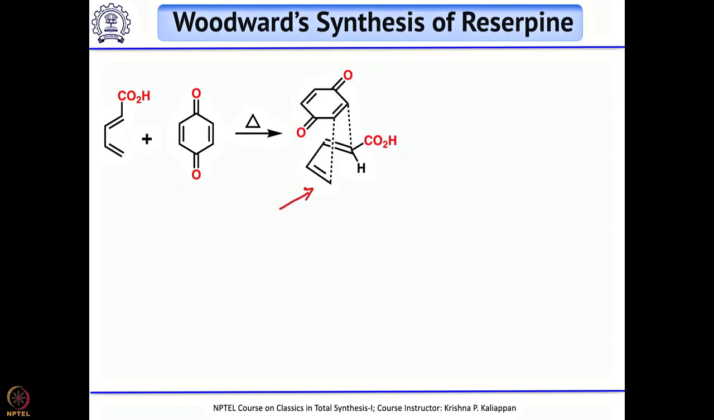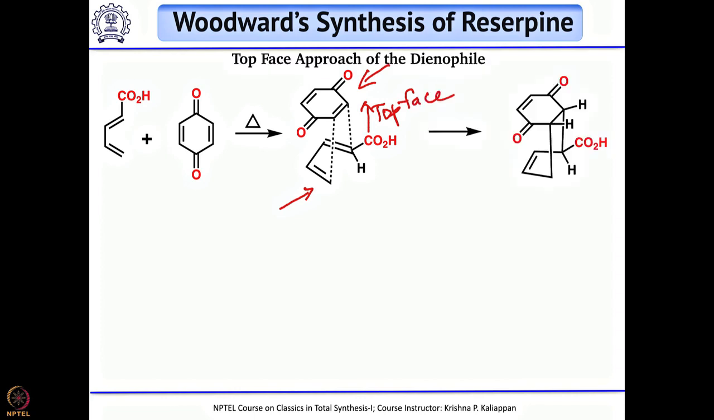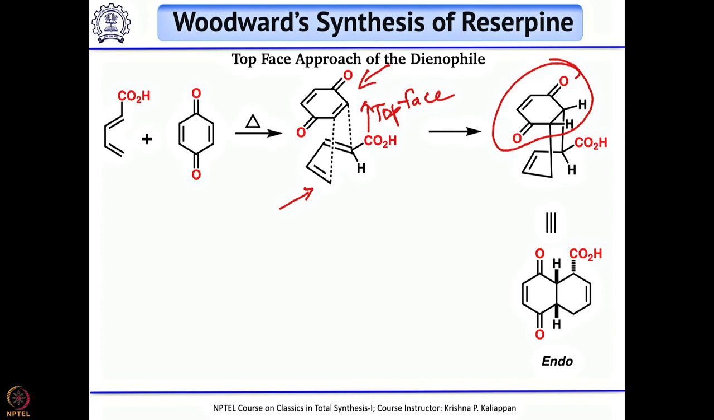So now you see, your diene is static, but the dienophile approaches from the top face. This is the top face. That will give you this product. Again, can it be drawn like this? Look at this. So you have this cyclohexene dione here. Then the other ring with carboxylic acid is here. Of course, as you know, in the Diels-Alder reaction, the major product is the endo product. So that is why you see the whole dienophile is just above the diene.